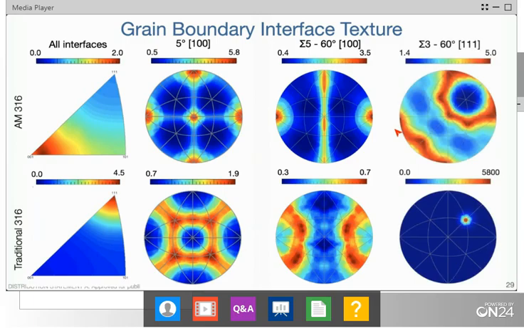And if we look at the sigma 3, we have something that looks dramatically different than what we'd expect from traditional 316. You'd expect in 316 this huge peak that's associated with the sigma 3 coherent twin. And that's exactly what we see in the traditional material. I want to point out the multiple of random here is almost 6,000.